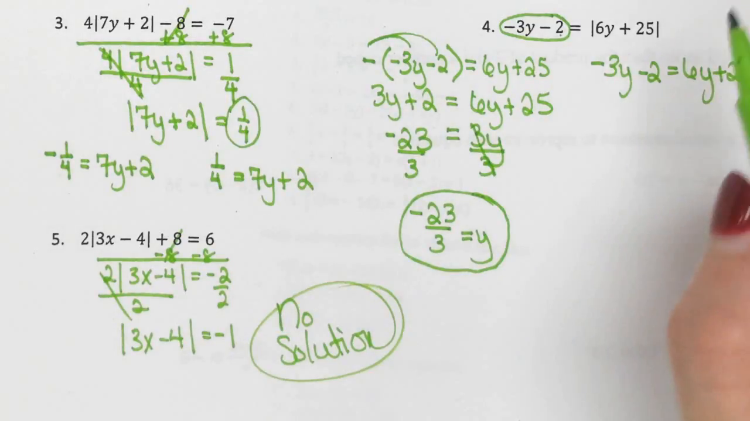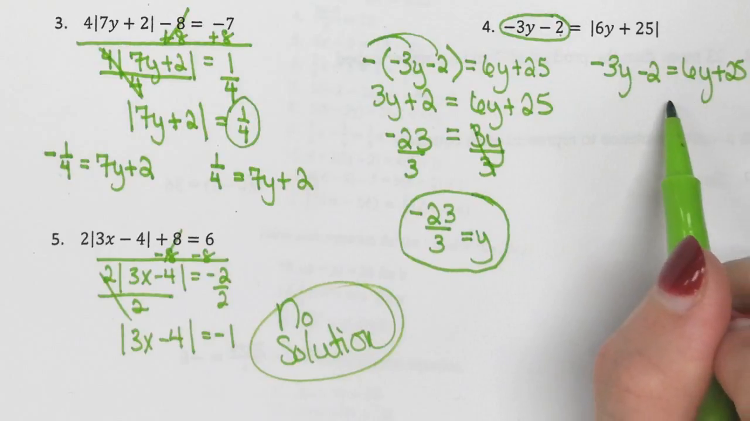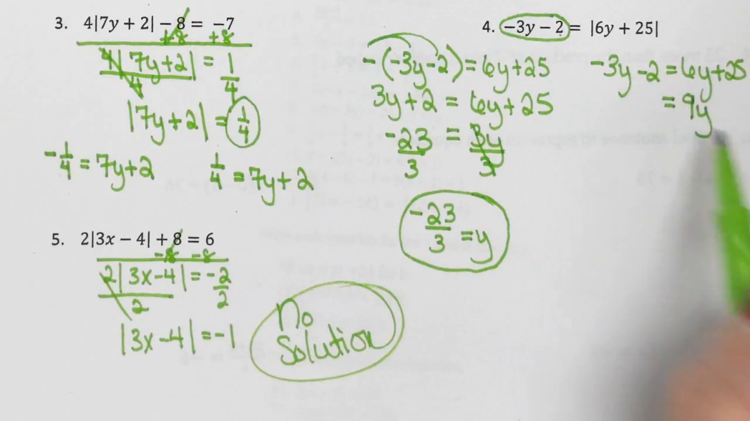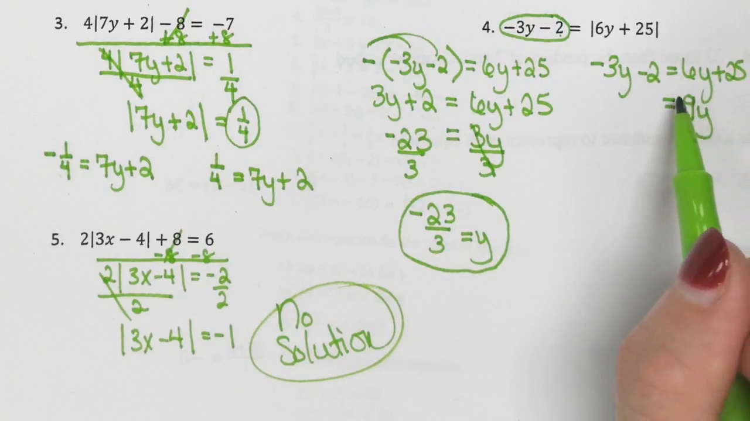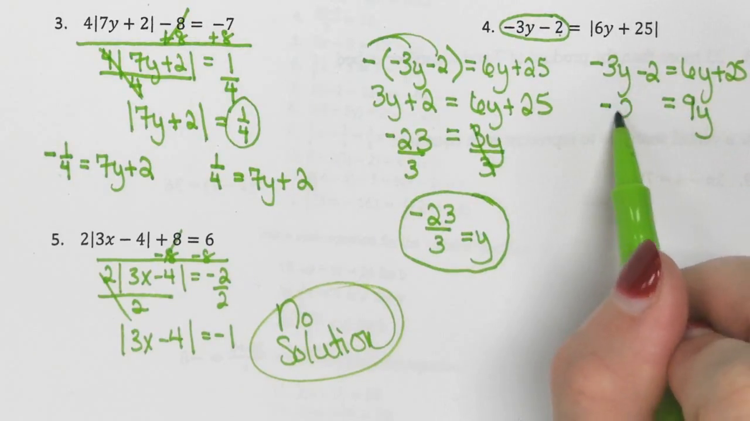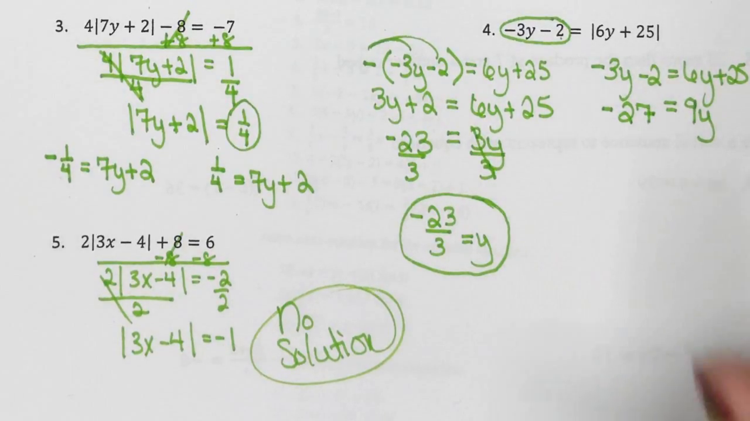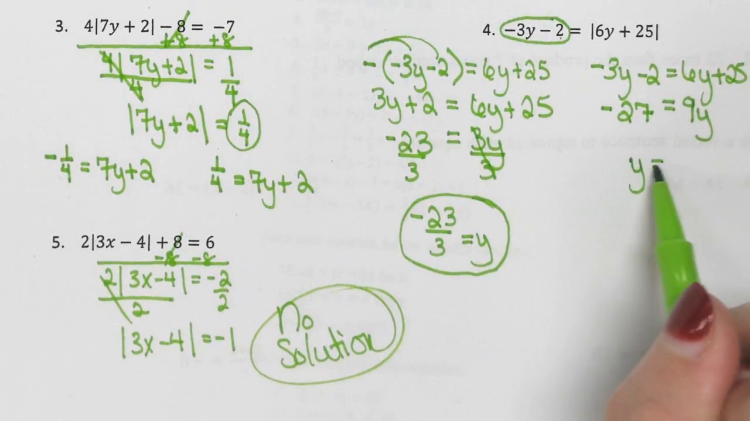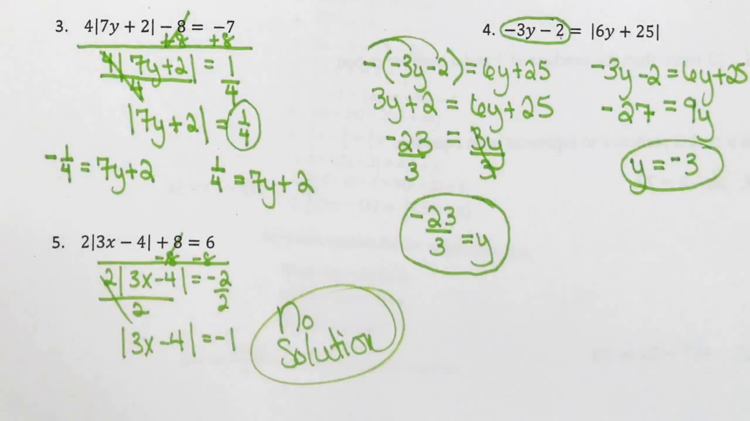All right. Here we go. Next one. What am I going to do first? Add the 3, and you get 9y. Subtract the 25, and you get negative 27. Yeah. Then what? One more step. And you get negative 3.